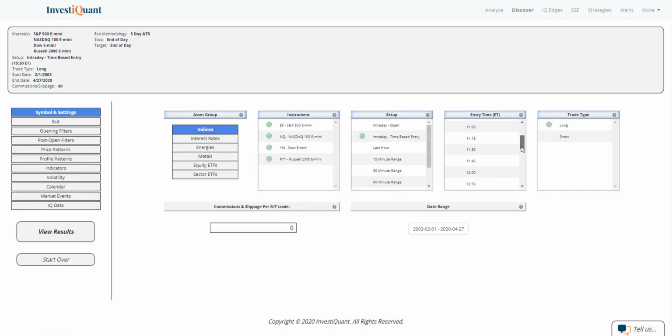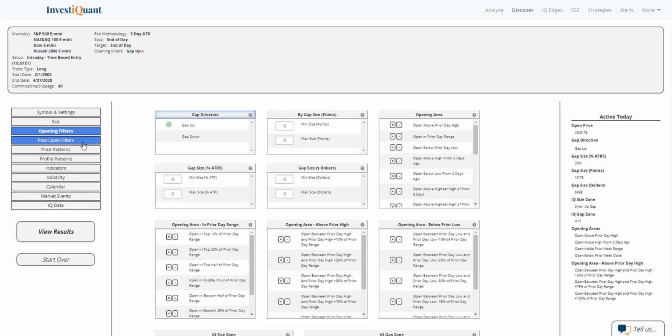The setup is going to be a time-based setup entering at 3:30 p.m. Eastern Time. I don't think I've ever shown this one, but we'll be looking at an entry at 3:30. Trade type long, exiting at 4:15 p.m. Eastern Time. The opening filter we're going to use is just simply gapping up.